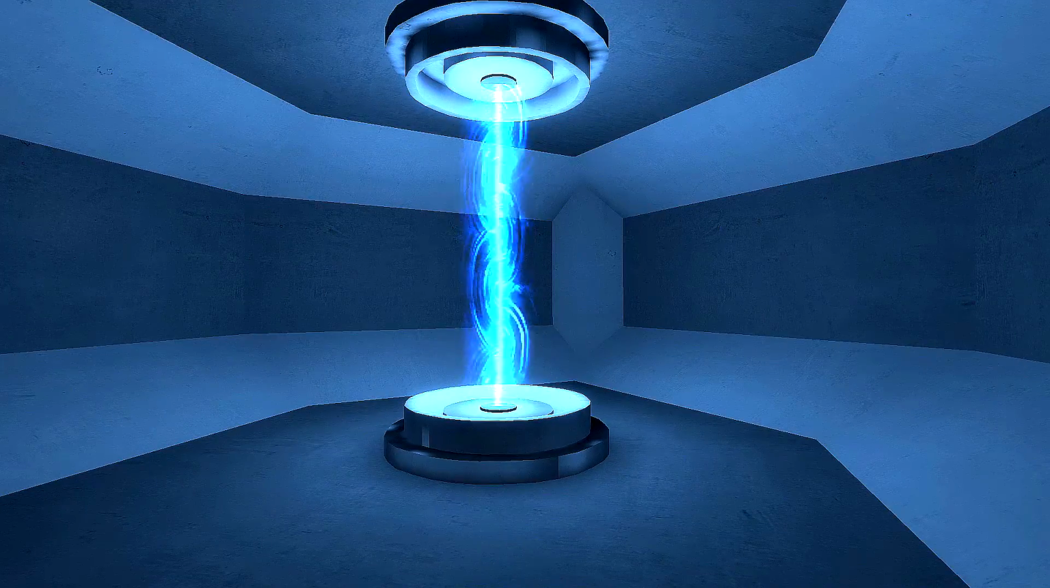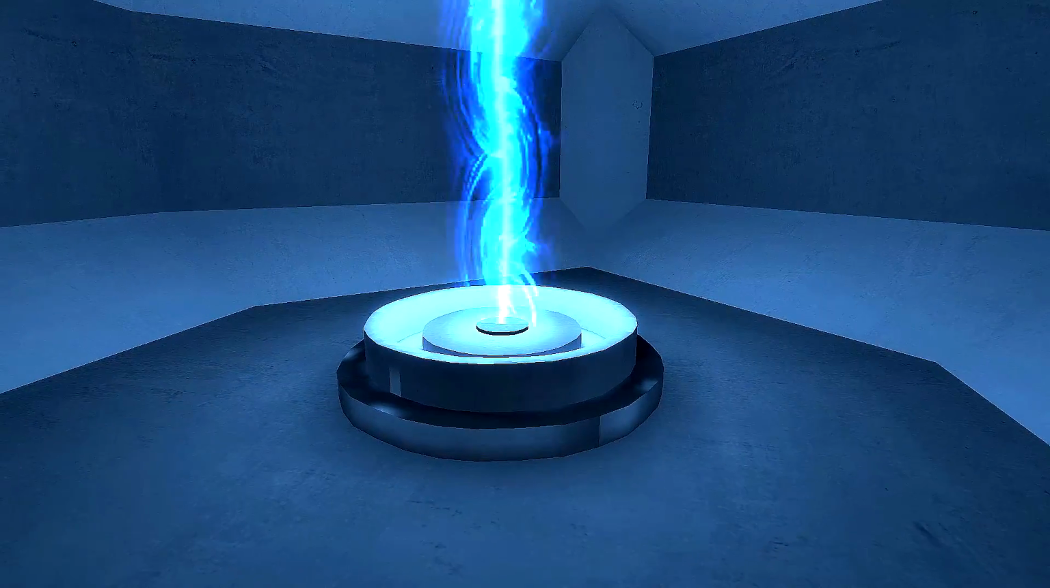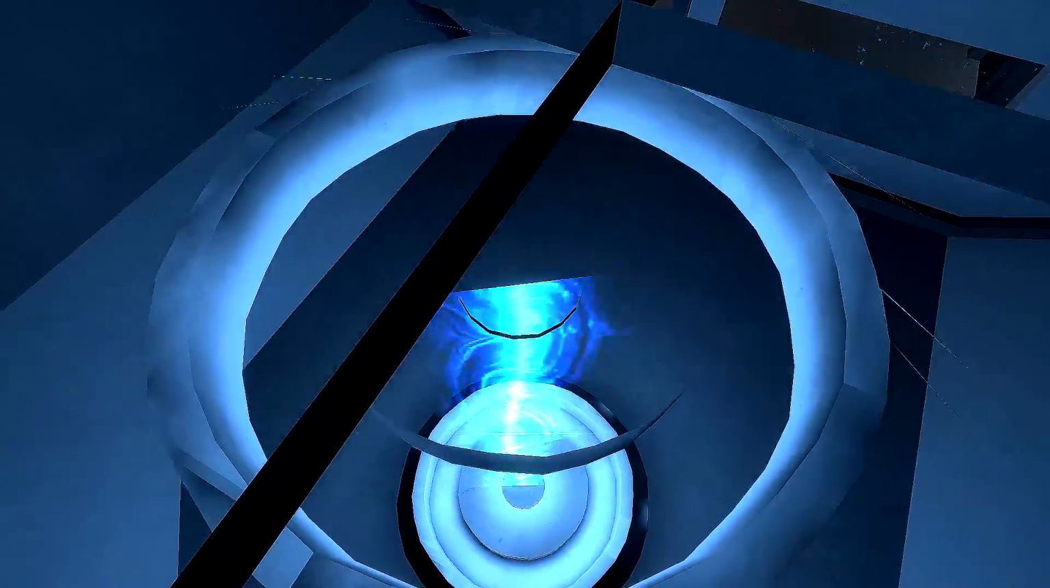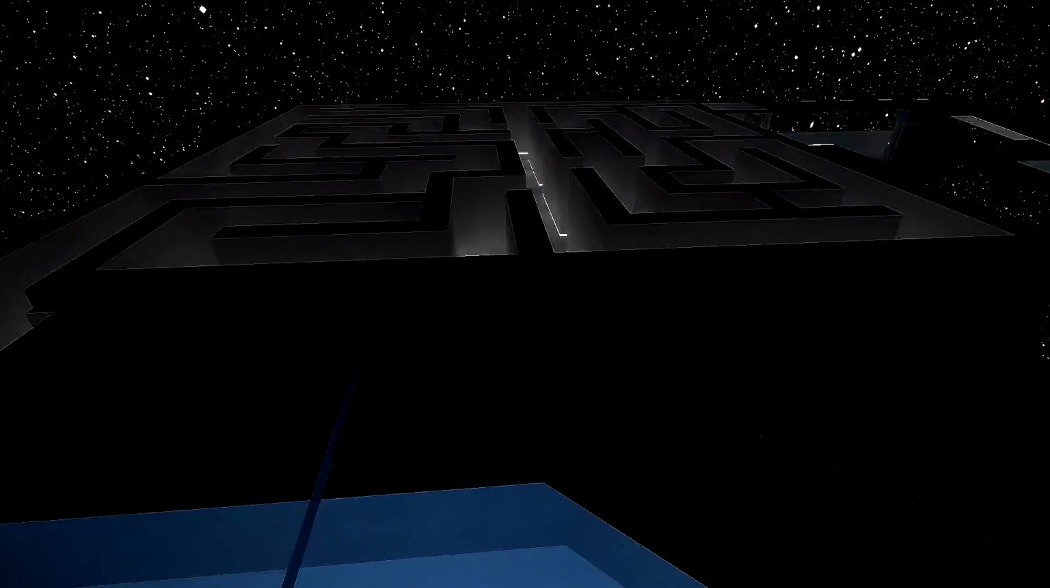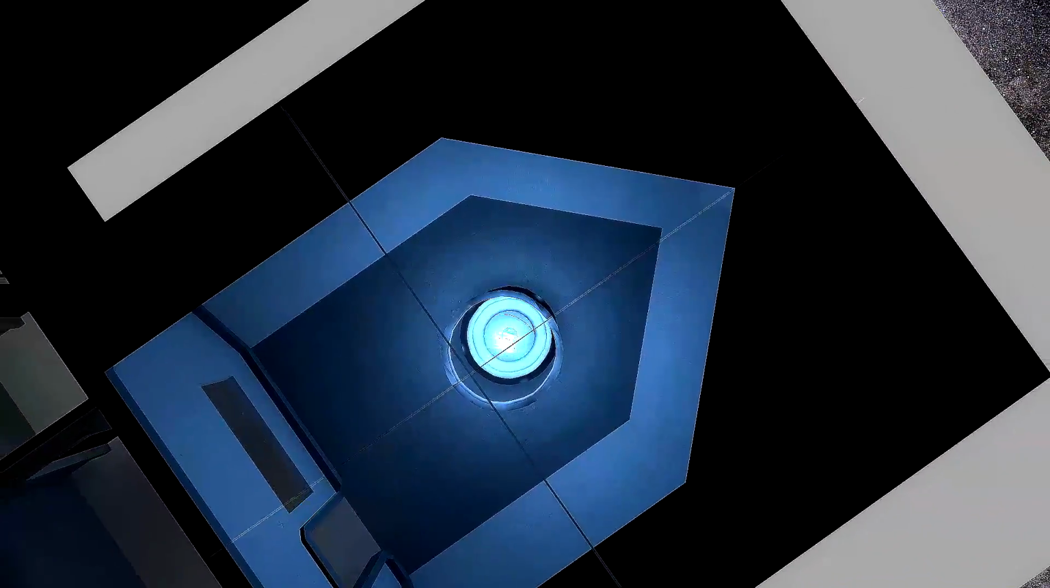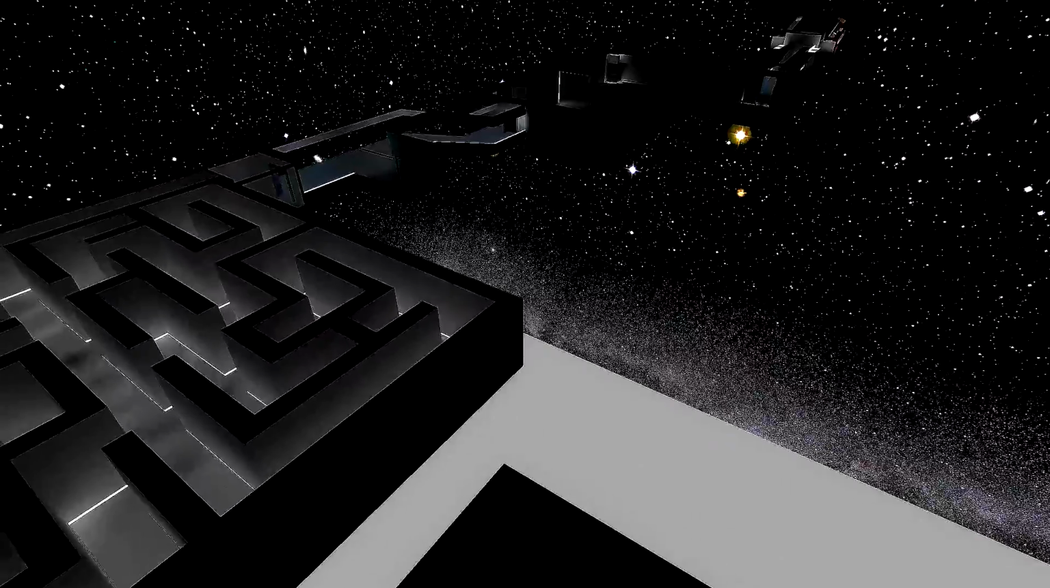I have to kill myself again. The irony of it. Oh, there's the labyrinth and the whole map and the... Can I move? The beam causes you to start floating.